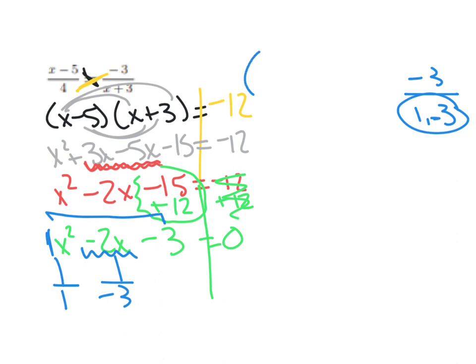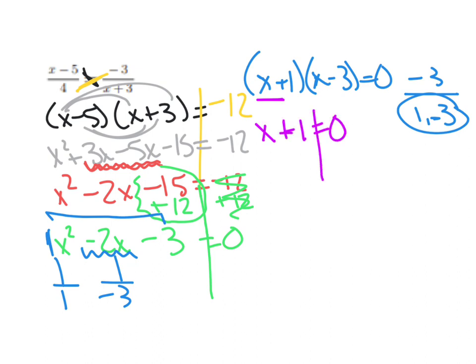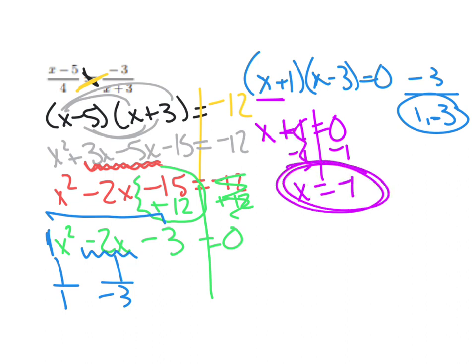So our first parenthesis is going to be the quantity of 1x plus 1. The second one is going to be the quantity of 1x minus 3. And remember, this was set equal to 0. So since these are set equal to 0, we actually want to solve these. So we're going to take each set of parentheses and set it equal to 0. So we'll say 1x plus 1 equals 0. So when you solve that, you'll get x equals negative 1 as your first solution.